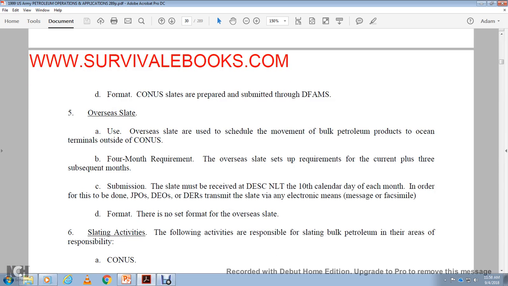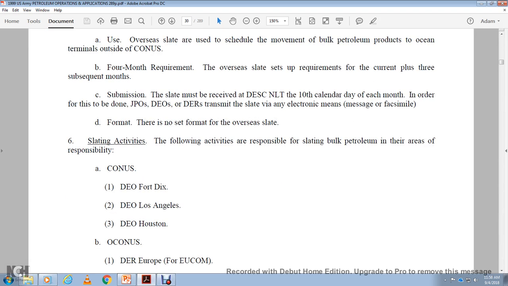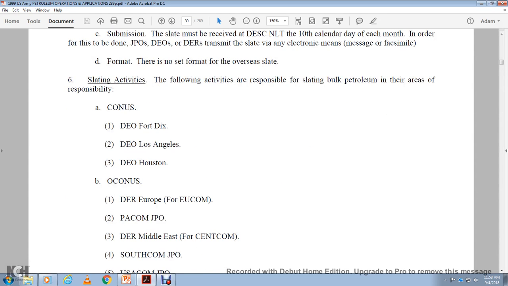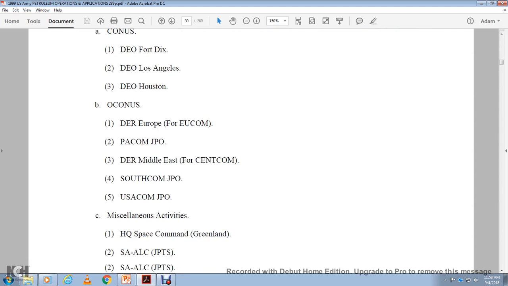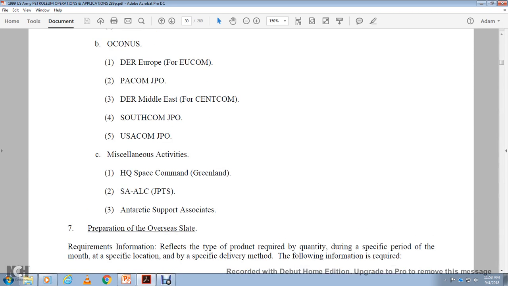The following activities are responsible for slating bulk petroleum in their areas of responsibility: CONUS DEO, Fort Dix DEO, Los Angeles DEO, Houston, CONUS DER, Europe, PACOM, JPO DER, Middle East, SOUTHCOM JPO, USACOM JPO, and miscellaneous activities: headquarters Space Command, SAALC, JPTS, and Antarctic support activities.